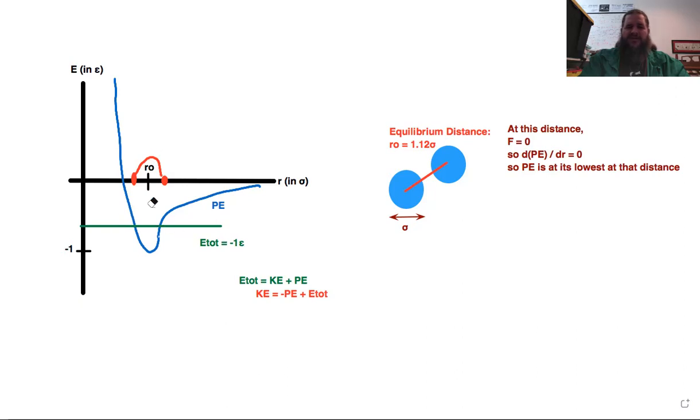At this low energy, the particles are oscillating, and we'd say they are bound together. They're in a bonded state because they can't leave each other. They can get this far apart, but then they bounce back in. Any questions on that so far?